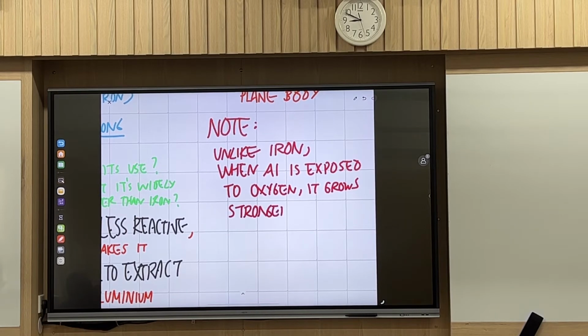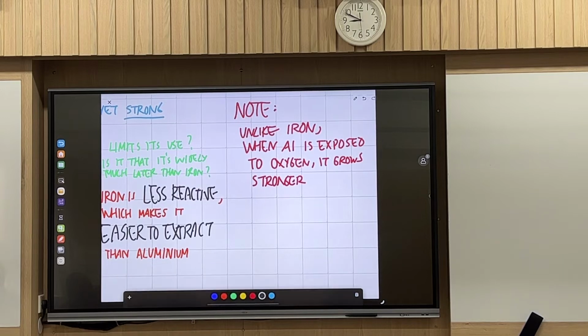Why? This is because when aluminium is exposed, it forms a layer of oxide. Can you tell me the formula of the oxide of aluminium, knowing that aluminium is in group 3 and oxygen is in group 6? Use the crisscross rule. First, figure out the charge from the group number. Al is group 3, O is group 6. Then combine those ion charges together. So what is the formula of aluminium oxide?